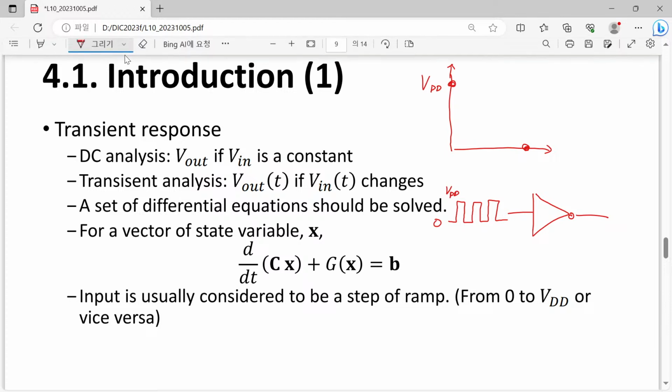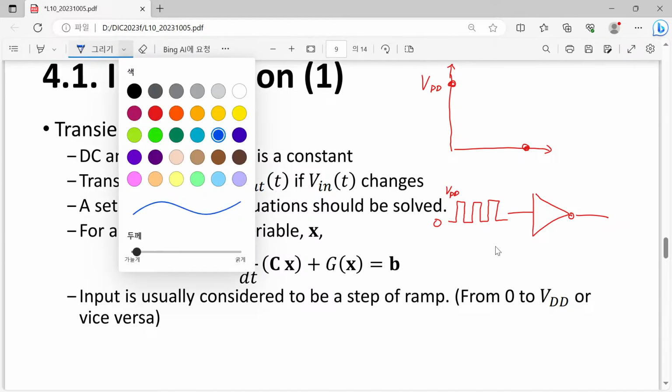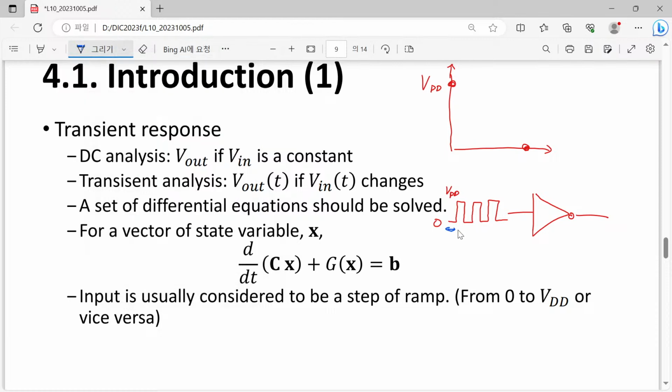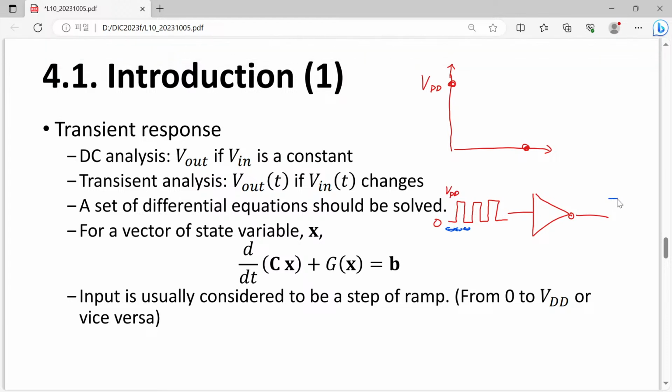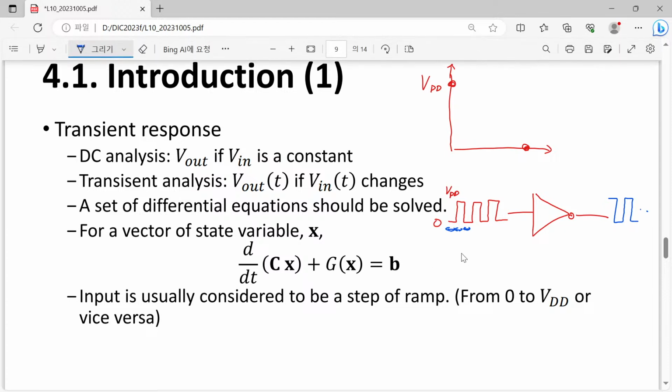Then if everything is quite slow, let's spend 1 second here, 1 second here, and another 1 second, and another 1 second, then what will happen? In this case, we will have 1 second of VDD and 1 second of 0, and once again 1 second of VDD and 1 second of 0. That will be repeated. If we have a slow signal, since our CMOS inverter or any kind of logic circuit is so fast, it can treat this slow signal quite well.